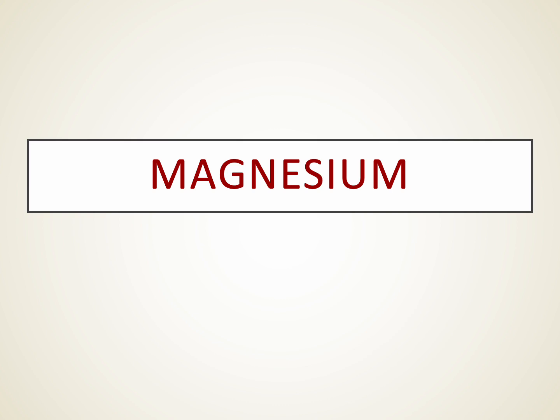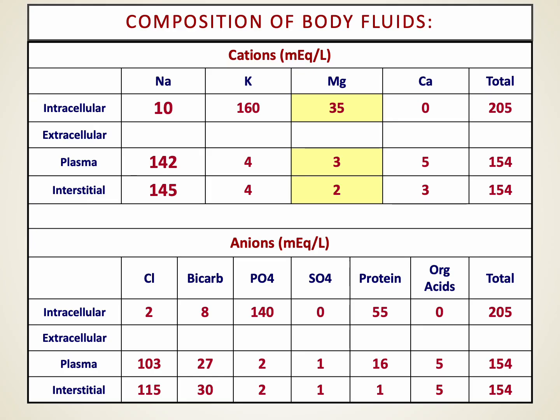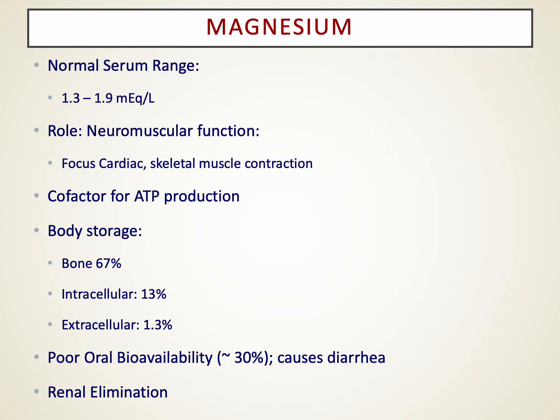Okay, let's move on to magnesium. Magnesium, primarily we look at magnesium as an intracellular cation, some extracellular as well. Normal mag level is somewhere between 1.3 and 1.9 milliequivalents per liter. It has a role in neuromuscular function. We're going to be particularly focused on the role of magnesium in cardiac. Also, it affects skeletal muscle contraction. It's a cofactor in ATP production. About 2/3 of magnesium is stored in bone.